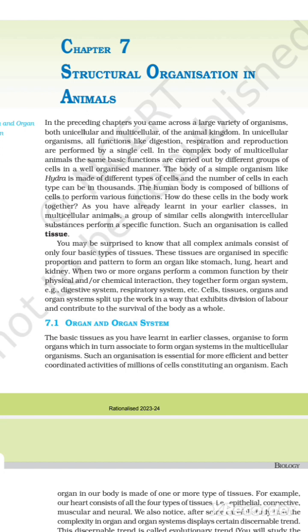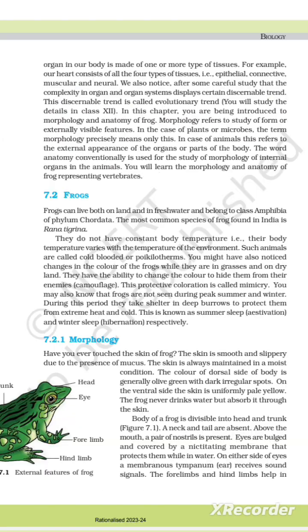7.1 Organ and organ system. The basic tissues, as you learned in earlier classes, organize to form organs, which in turn associate to form organ systems. In the multicellular organism, such an organization is essential for more efficient and better coordinated activities of millions of cells constituting an organism. Each organ in our body is made up of one or more types of tissue. For example, our heart consists of all the four types of tissue: epithelial, connective, muscular, and neural.